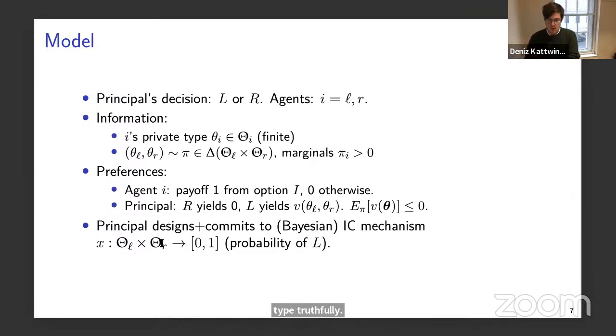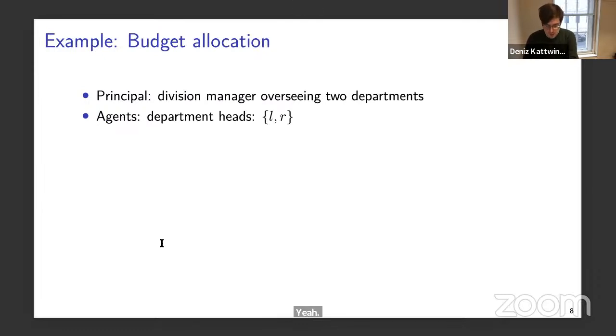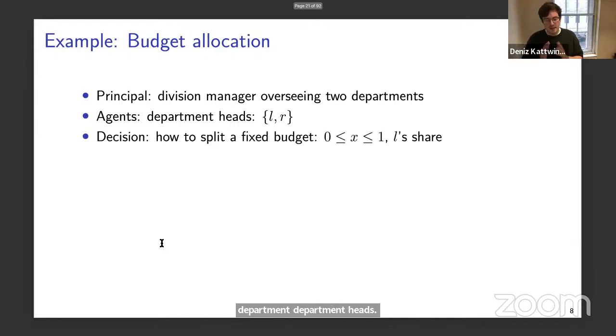Okay. So I want to give you a small example. You should not take this example too seriously. This is just an example to fix ideas. The example is a budget allocation example. So suppose that the principal is the division manager who oversees two departments. And the agents are the department heads. We call them the left and the right department. And the decision that the manager has to take is how to split a fixed budget between these two departments. We normalize it to 1. And now this probability of choosing left becomes the share of the budget that goes to the left department.